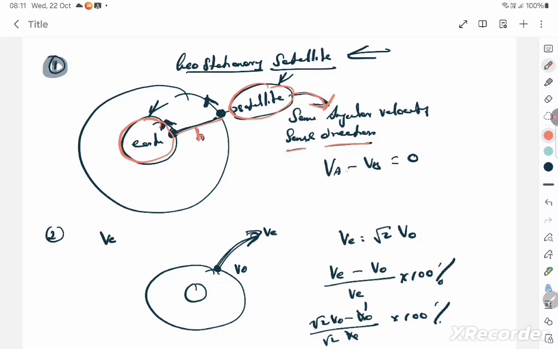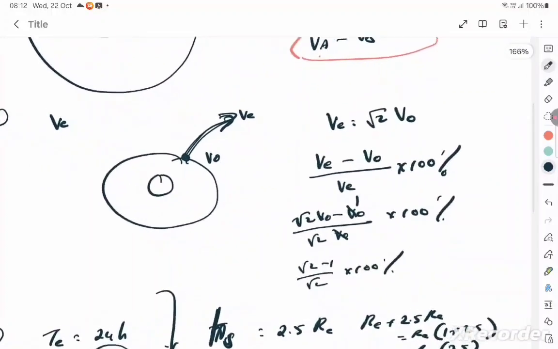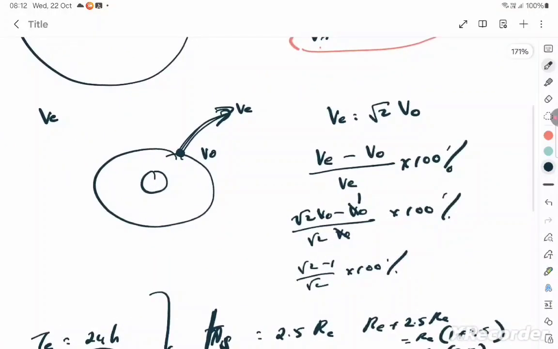The relative velocity Va minus Vp becomes 0 because both of them are in the same direction, and that's the reason why, for a person on the Earth's surface, the satellite appears to be stationary, and that's why it's called a geostationary satellite. So next: what is the percentage increase in the velocity that is required for an orbiting satellite to escape into the outer atmosphere?